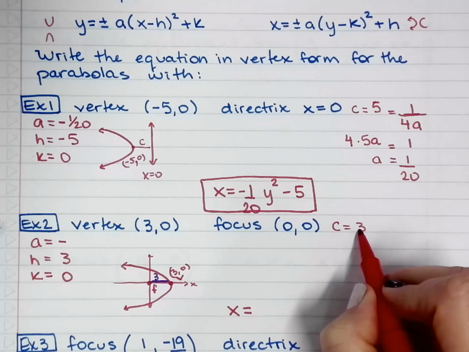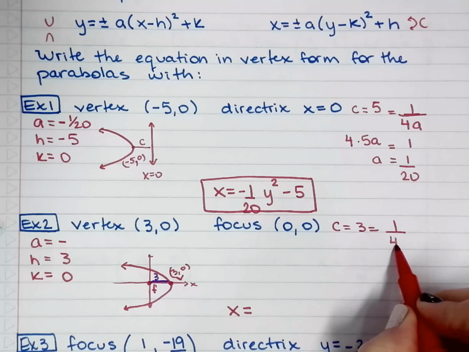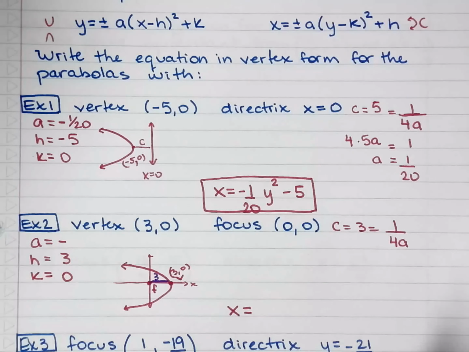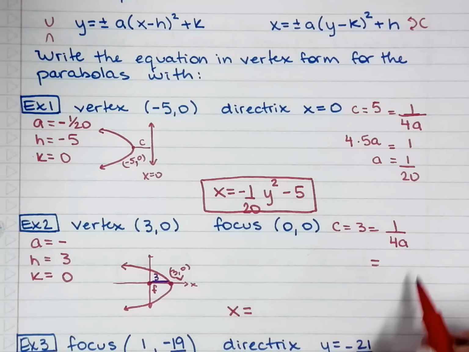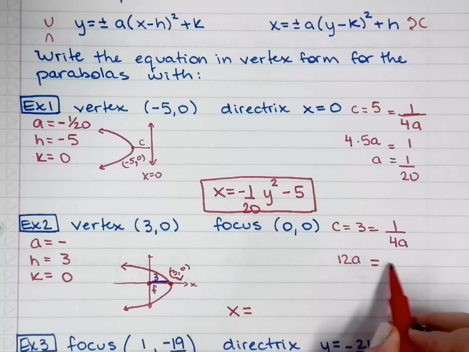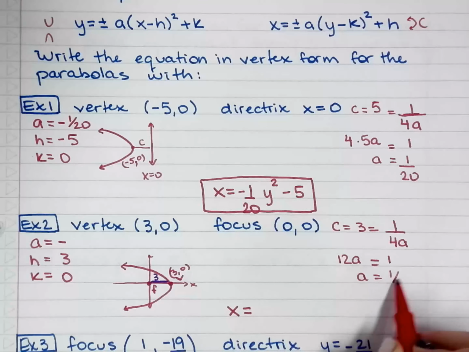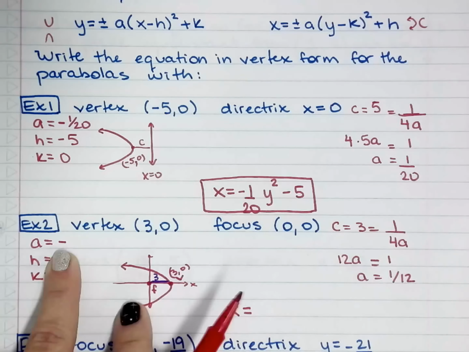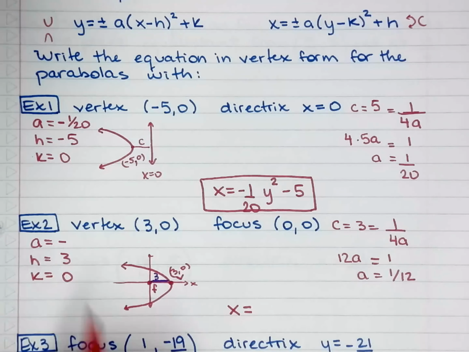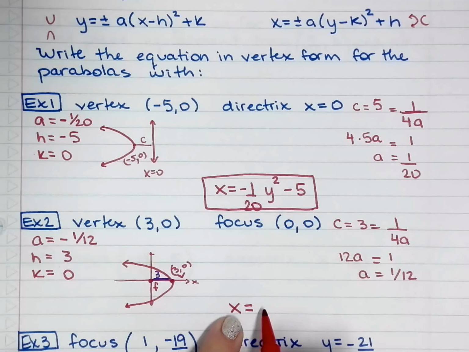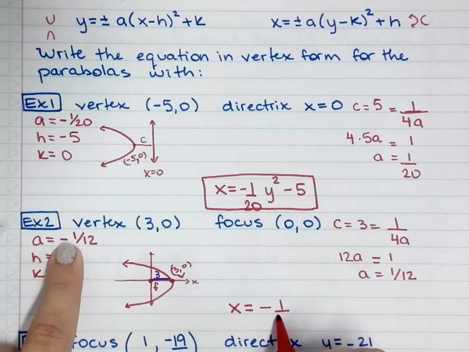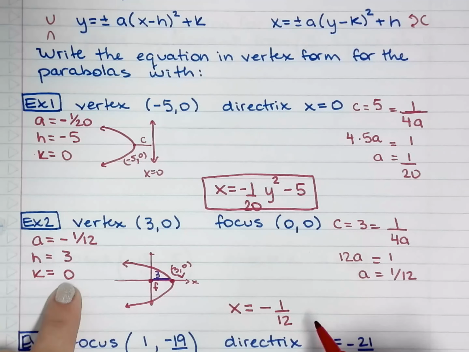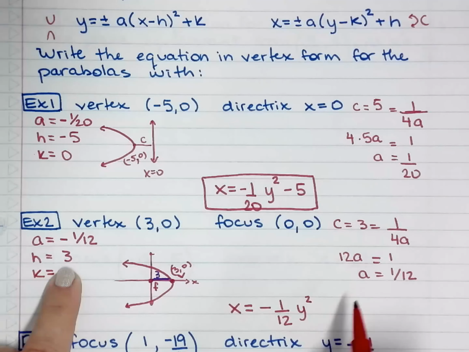Since c is 3, and I know c equals 1 over 4a, or 4 absolute value of a, multiply both sides by 4a, I have 12a equals 1, a equals 1 over 12. And we decided right there in the beginning that a is negative because the parabola opens left. So 1 over 12, now we have everything we need, plug that in the formula. So x equals negative 1 over 12, y minus k, k is 0, so just y squared, plus h is 3.